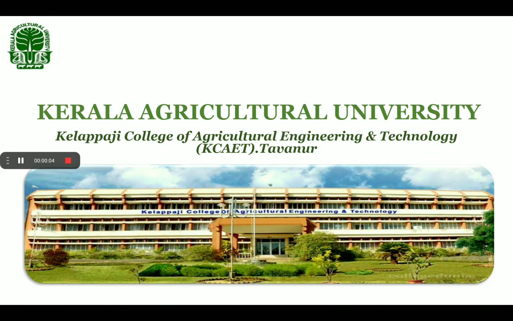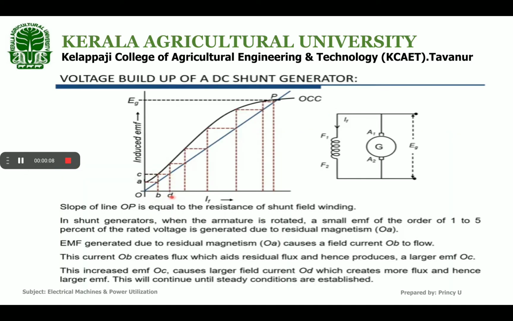Okay, so today we are going to study how the voltage builds up in a self-excited generator. We are drawing the open circuit characteristics of a DC shunt generator. You know the characteristic of a shunt generator will be like this, which starts from a higher value than 0 because of residual magnetism, and the curve will be like this.